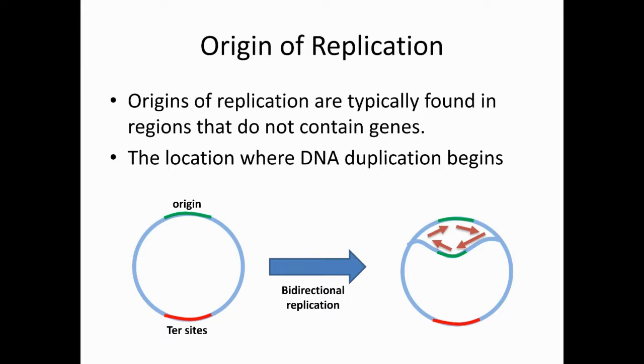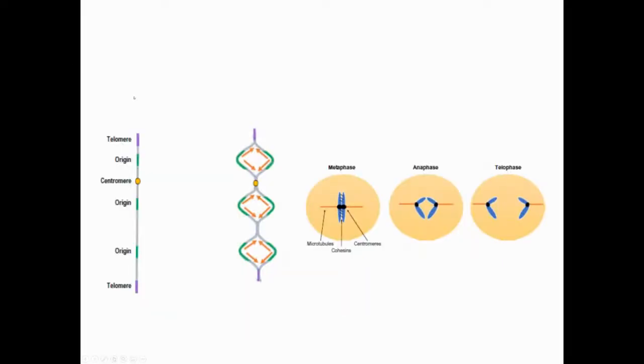And the ORC complex appears to recruit other proteins, including the DNA helicase, to the origin of replication, leading to the start of the replication. Okay, so that's the origin of replication. And then the second type of specialized sequence is the centromere.